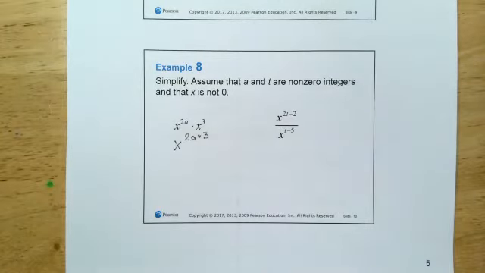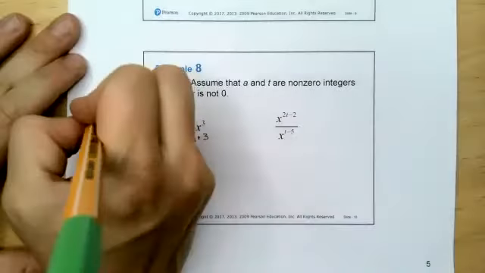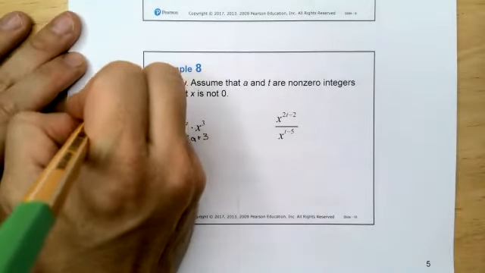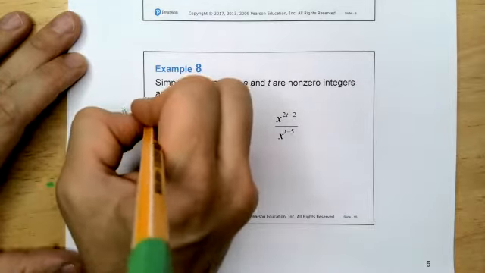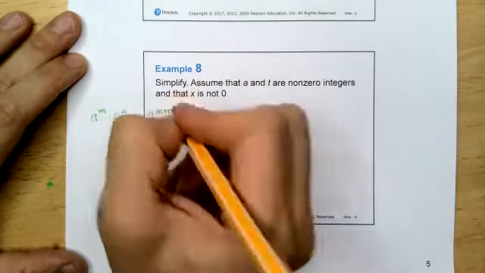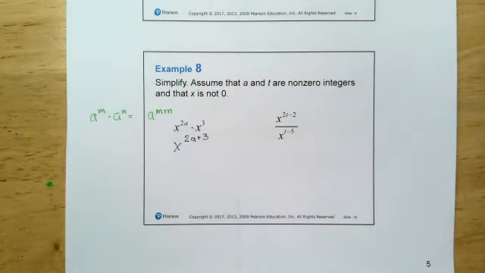All right, so that's our first step. And that's all we can do because those are not like terms. A and 3, you can't combine them. So you're finished. Good. All right, so that's the multiplication rule. Remember, it's a to the m times a to the n equals a to the m plus n.